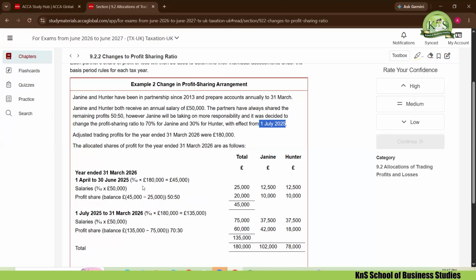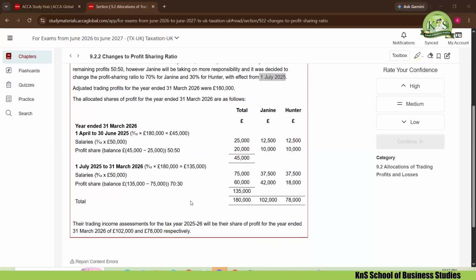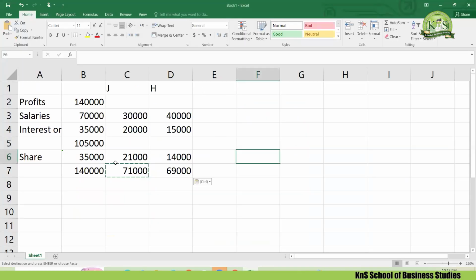We will month apportion everything. So 1st April to 30th June, what was the PSR? It was 50-50. So we will do the question according to 50-50. And then from 1st July till the year ended, we will do it according to 70-30. Okay. So what I'm going to do, I'm just simply going to go back into my Excel and I'll do it over here.